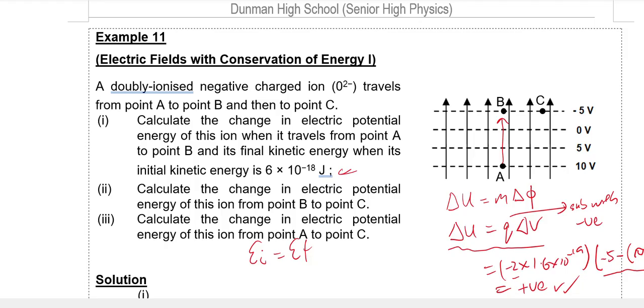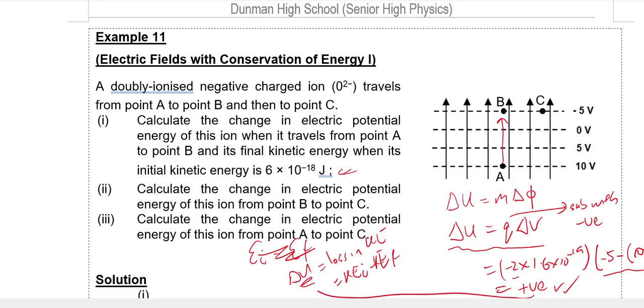Or I can just use gain equals loss, right? So let's say delta U, which is the gain in potential energy, equals the loss in KE. So loss in KE is KE initial minus KE final, and this equals the delta U I calculated here, right? Then I try to find KE final.